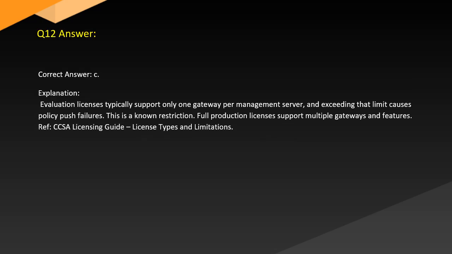Answer. Correct answer: C. Explanation: Evaluation licenses typically support only one gateway per management server, and exceeding that limit causes policy push failures. This is a known restriction. Full production licenses support multiple gateways and features. Ref: Licensing guide, license types and limitations.